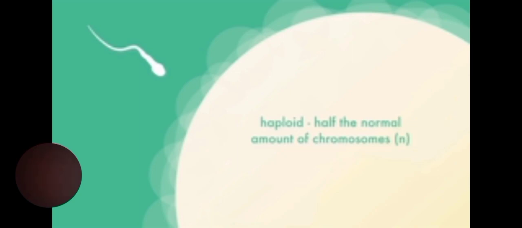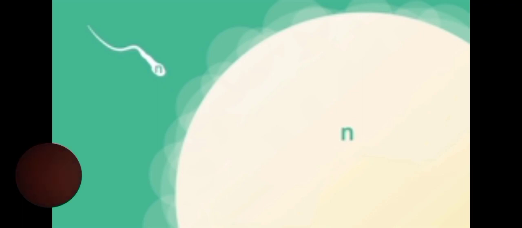Sex! Oh, sure, now you're paying attention. But seriously, in order for the sperm of the father and the egg from the mother to make a normal baby, they each have to contribute half of the chromosomes. The sperm and the egg are haploid, which means they have half the normal amount of chromosomes. To show the haploid number, we write the letter N. In the case of humans, the sperm has 23 chromosomes and the egg has 23 chromosomes.